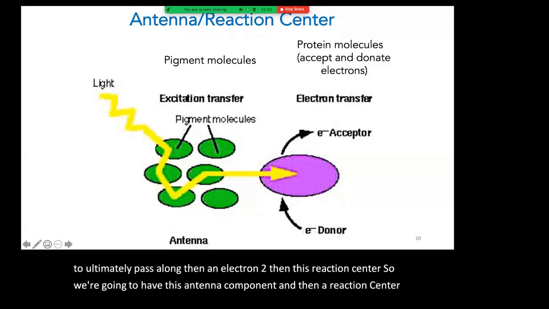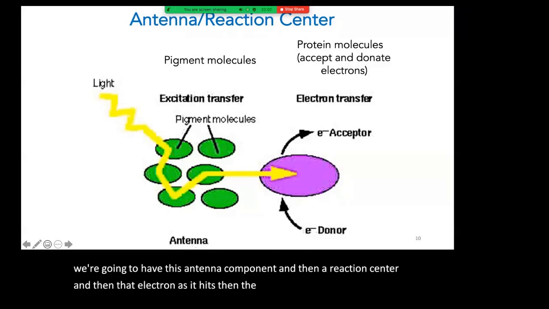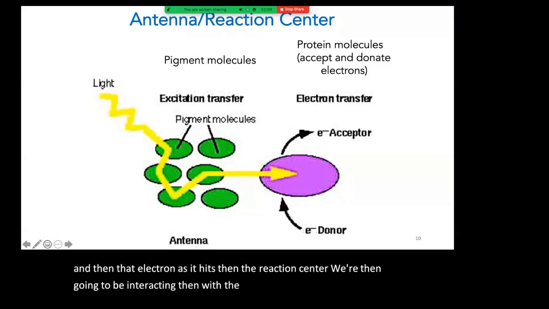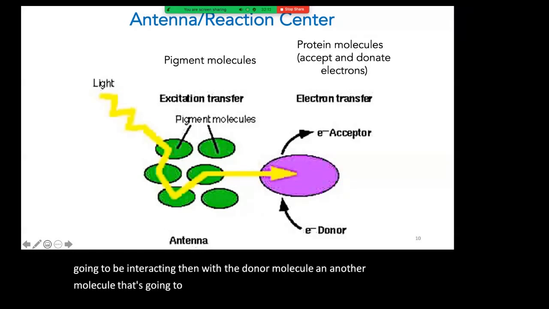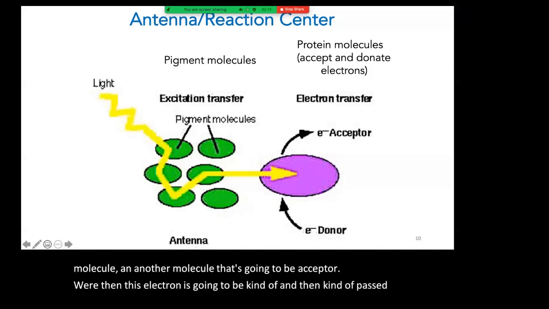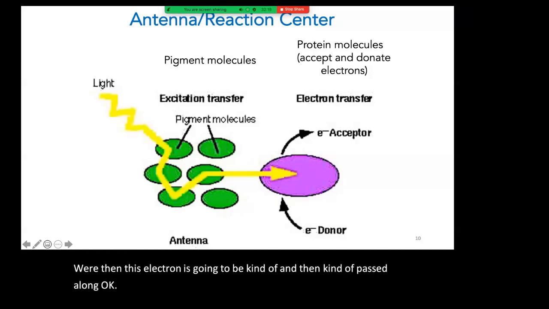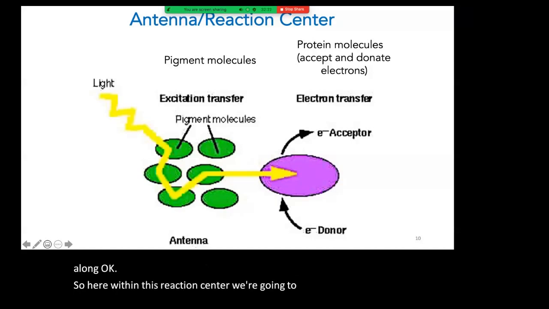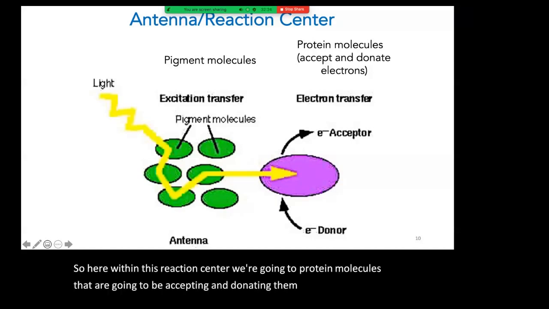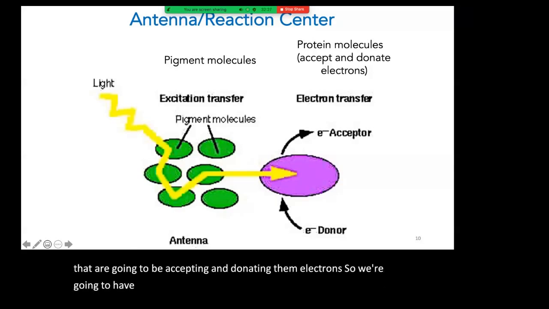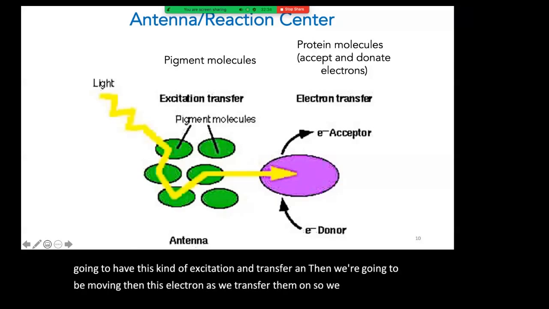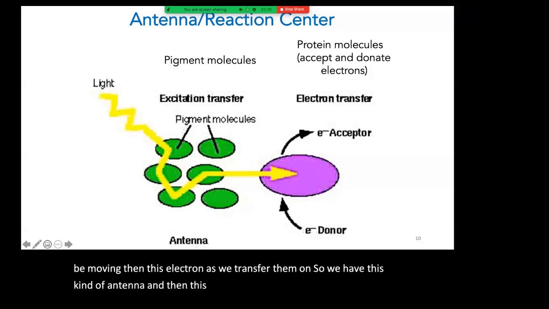And then that electron, as it hits the reaction center, is going to be interacting with a donor molecule and another molecule that's going to be an acceptor, where this electron is going to be kind of stolen and then passed along. So within this reaction center, we're going to have these protein molecules that are going to be accepting and donating electrons. So we're going to have this excitation and transfer, and then we're going to be moving this electron as we transfer them on. So we have this antenna and then this reaction center. So that was the old days, how we understood things.